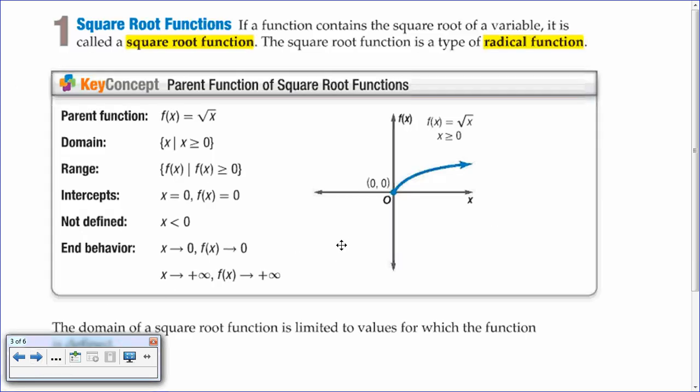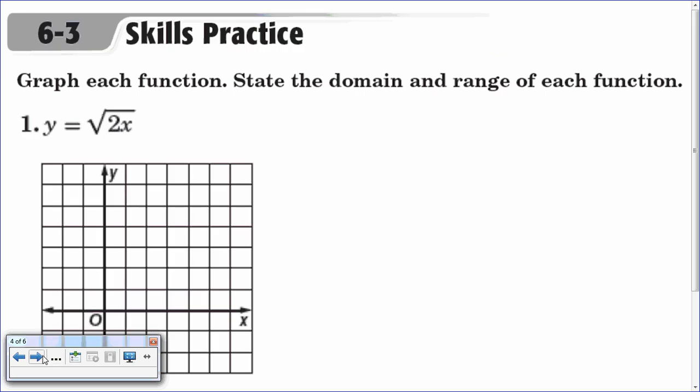Okay, all of your square root functions are going to basically look like this. They're going to have an initial point, and then they're going to curve like this. They might curve like that. They might curve downwards like this. They might curve over like this. They might curve like that. But they're all going to be relatively the same. So they're going to have an initial point, and then they'll go on forever in one of the four directions. Okay? All right, let's just get started here.